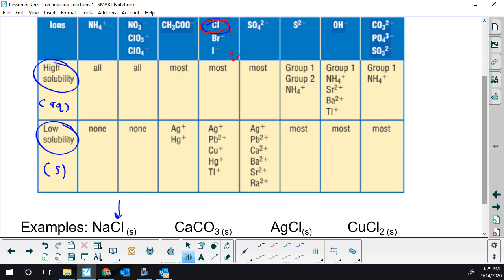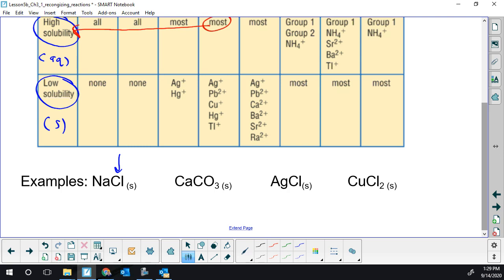Chloride with most positive ions is going to be highly soluble, except if that positive ion is silver plus, lead 2 plus, copper plus, mercury plus, or I think Tl is thallium, but I could be wrong on that, thallium plus. Now, we have sodium, so none of those are sodium, so sodium would fit under the most. So chloride with most things, including sodium, is going to be highly soluble. So if you put sodium chloride in water, we're going to write it as NaCl aqueous.